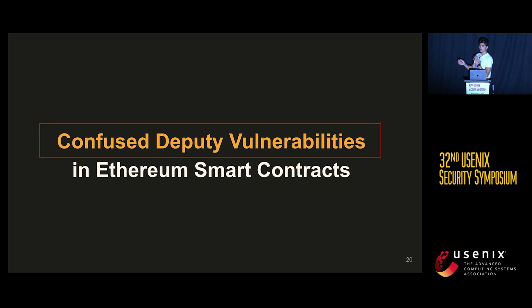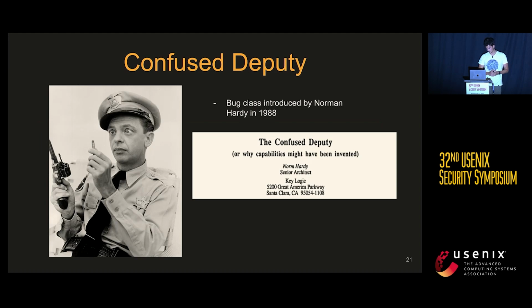So let me spend a few words about this bug class, the confused deputy bug class. Specifically, this bug class was introduced by Norman Hardy in 1988. It's quite an old paper. And it's a privilege escalation vulnerability.